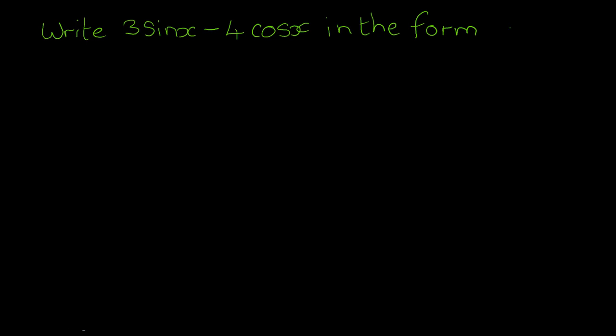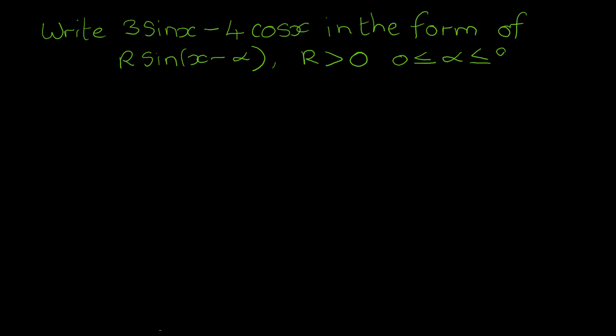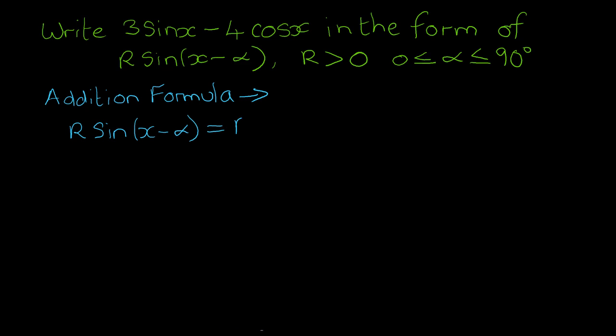First, let's look at the steps we need to take to use these formulas to transform something like this, 3 sin x minus 4 cos x, into the form of r sin(x minus alpha), where r has to be greater than 0 and alpha will be between 0 and 90 degrees. To do this, we're going to use the relevant addition formula to write r sin(x minus alpha) as r sin x cos alpha minus cos x sin alpha.